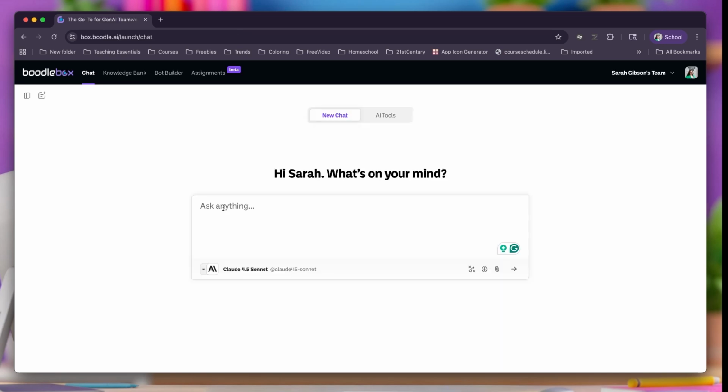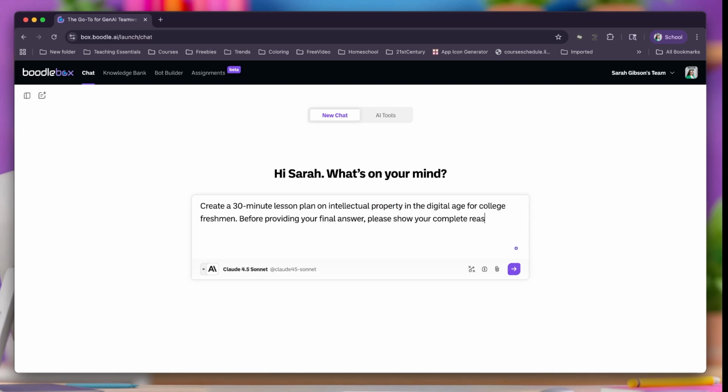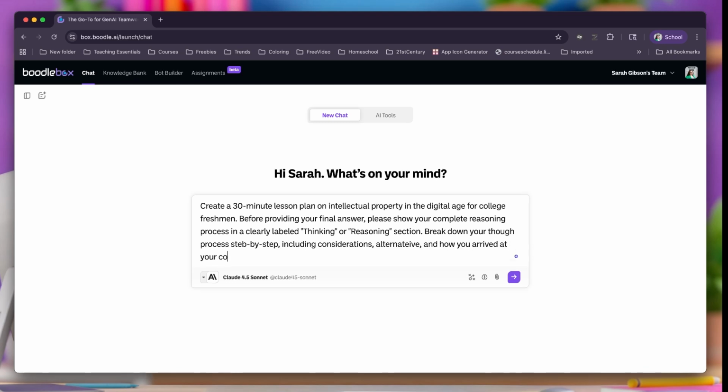Now let's try a prompt with detailed reasoning. Before providing your final answer, please show your completed reasoning process in a clearly labeled thinking or reasoning section. Break down your thought process step by step, including considerations, alternatives, and how you arrived at your conclusions.